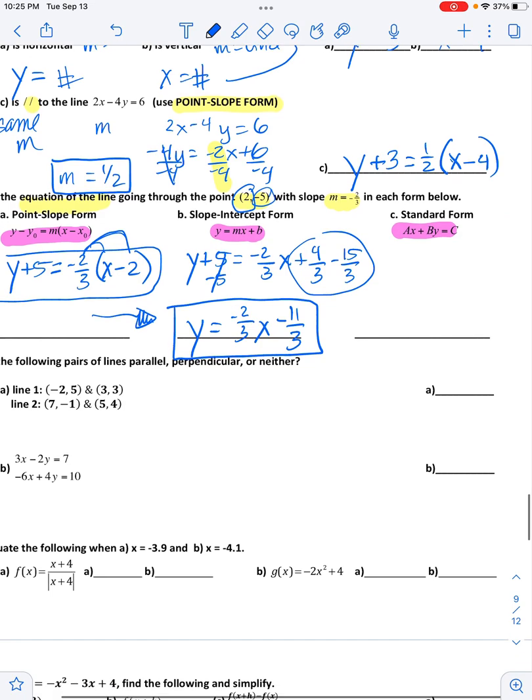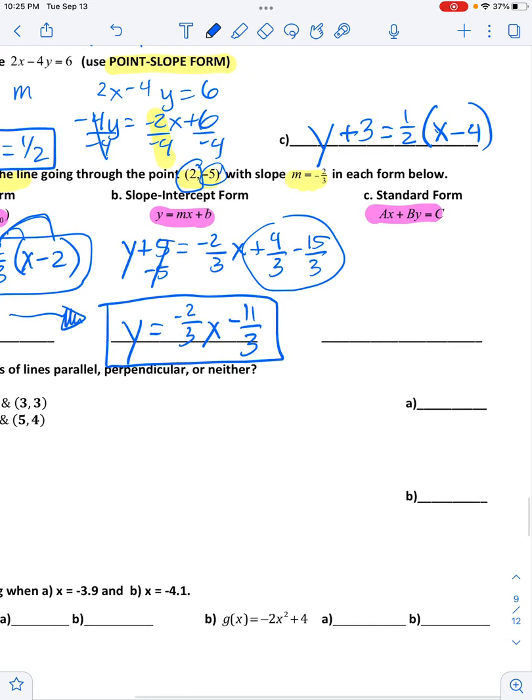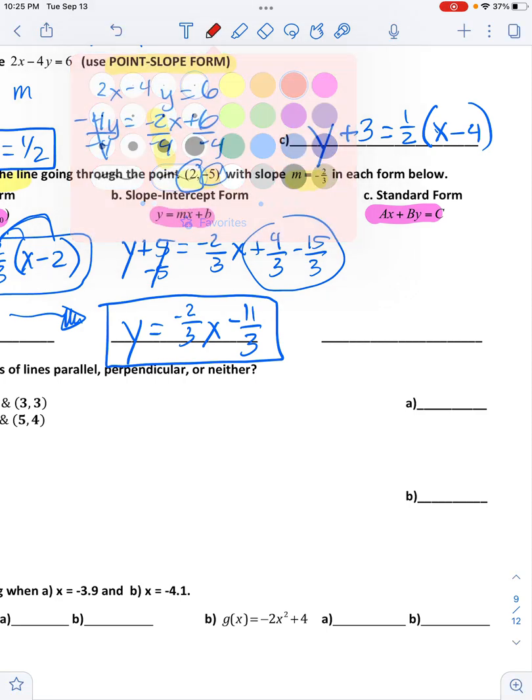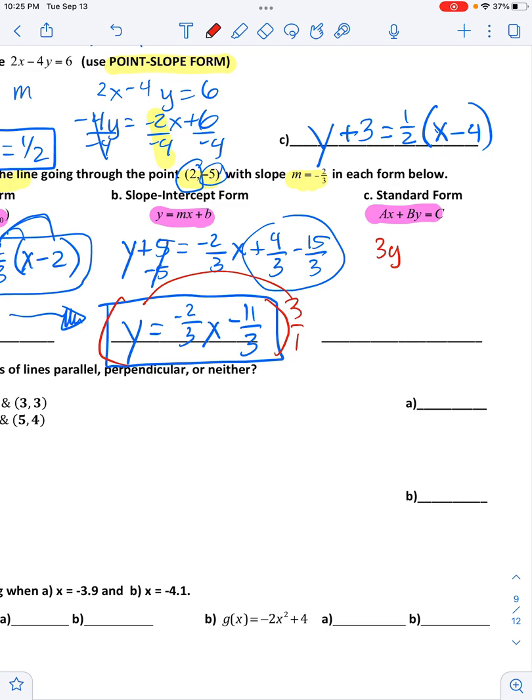And then standard form is just sort of unpleasant, and it's not super helpful, to be honest. So one thing I don't want is fraction coefficients. And the easiest way to clear the fractions in this is to triple this whole entire thing. If I do that, this will become 3y. This would become negative 2x, because 3 times 2 is 6, and on the bottom I'd have a 3. And then this one is going to become negative 11, because the top 3 and the bottom 3 cancel. So I cleared the fractions.